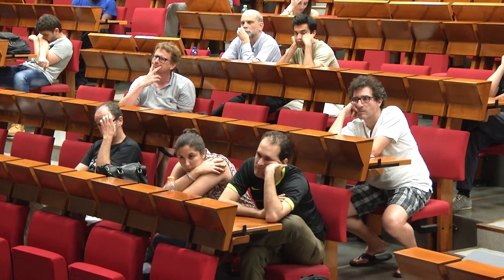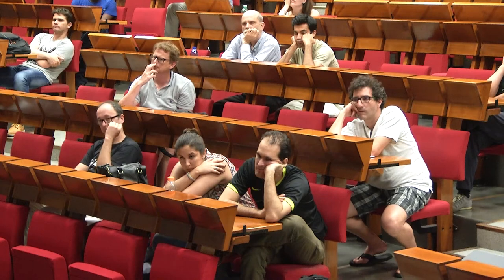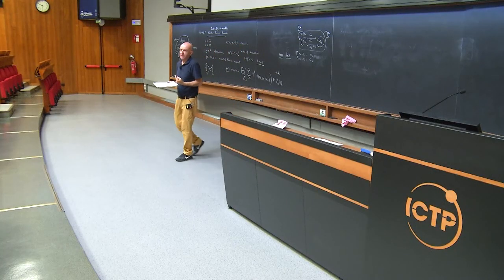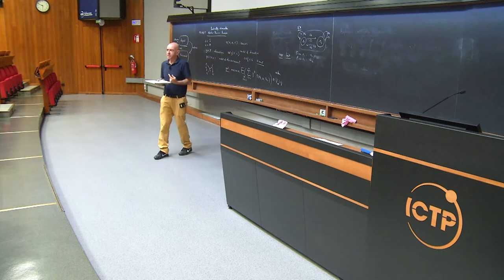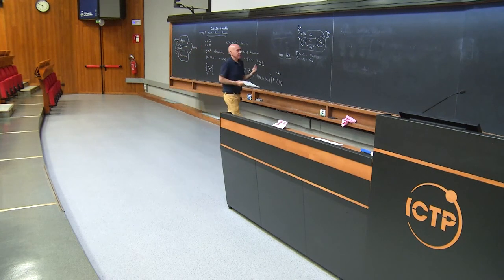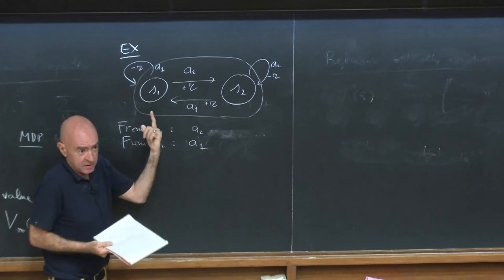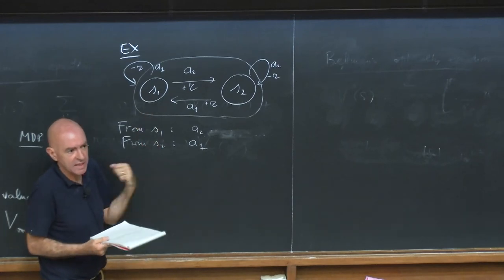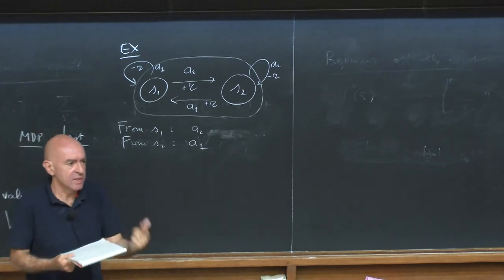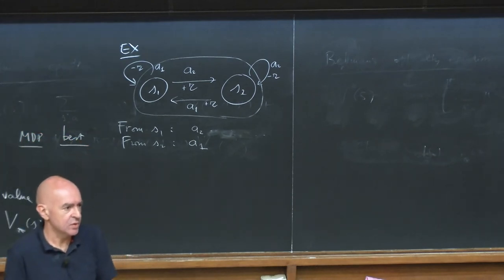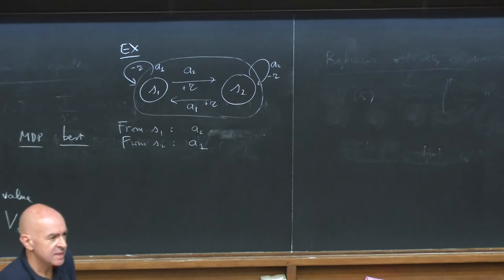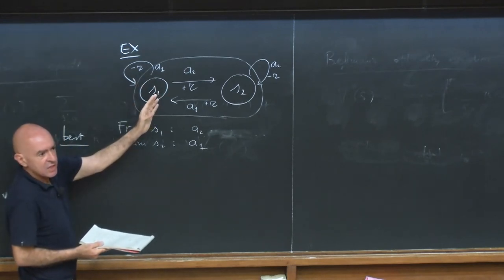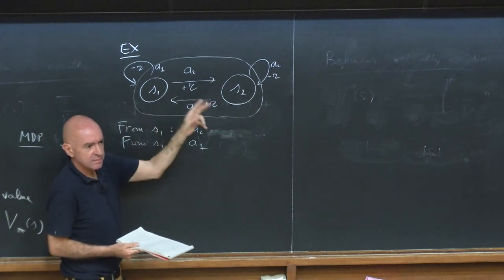Suppose that now you allow the agent to remember what its past action was. If it remembers its past action, then a good strategy that it can follow is to do the opposite. Was I taking action A1? Next time I will take A2, and alternate between these two actions. In this case, even if you start with the wrong action, eventually you will enter the right loop.